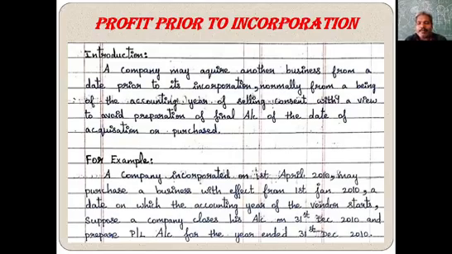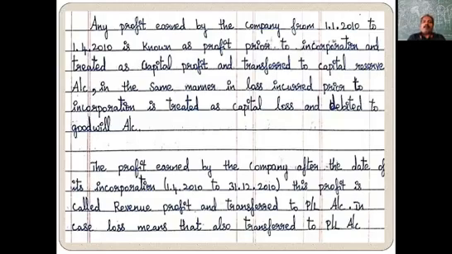For example, a company incorporated on 1st April 2010 may purchase a business with effect from 1st January 2010, a date on which the accounting year of the vendor starts. Suppose a company closes its accounts on 31st December 2010 and prepares profit and loss account for the year ended 31st December 2010. That means any profit earned by the company from 1/1/2010 to 1/4/2010 is known as profit prior to incorporation and treated as capital profit and transferred to capital reserve account.